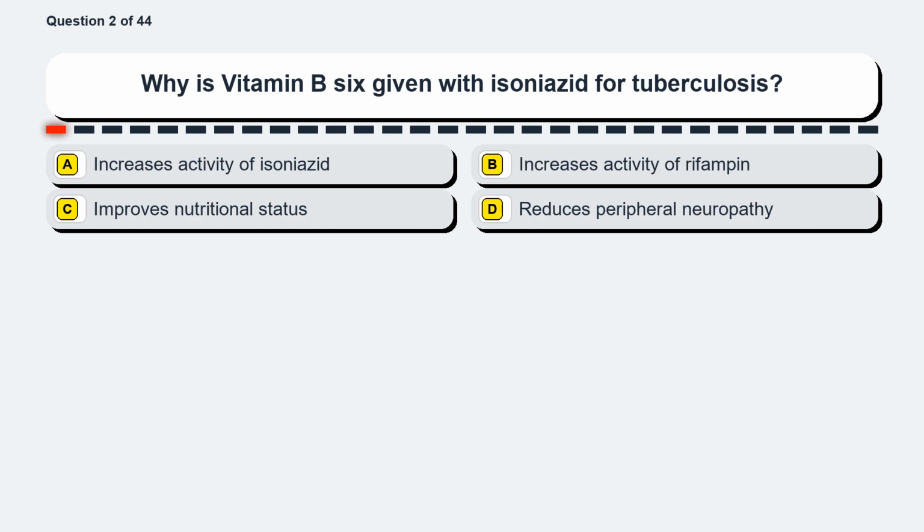Question 2. Why is vitamin B6 given with isoniazid for tuberculosis? Option A, increases activity of isoniazid. Option B, increases activity of rifampin. Option C, improves nutritional status. Option D, reduces peripheral neuropathy.